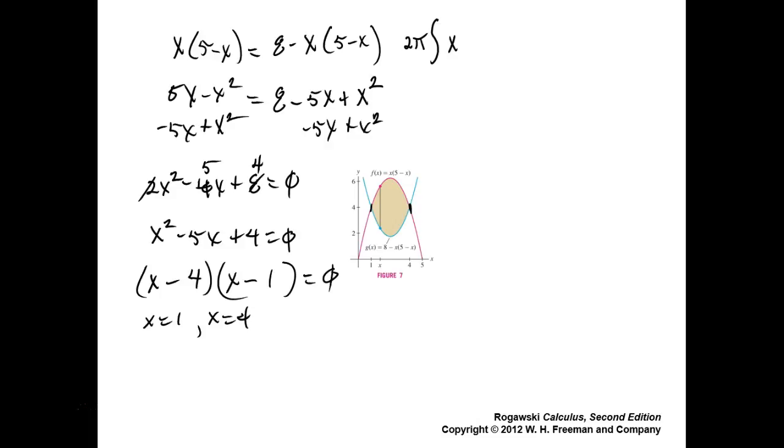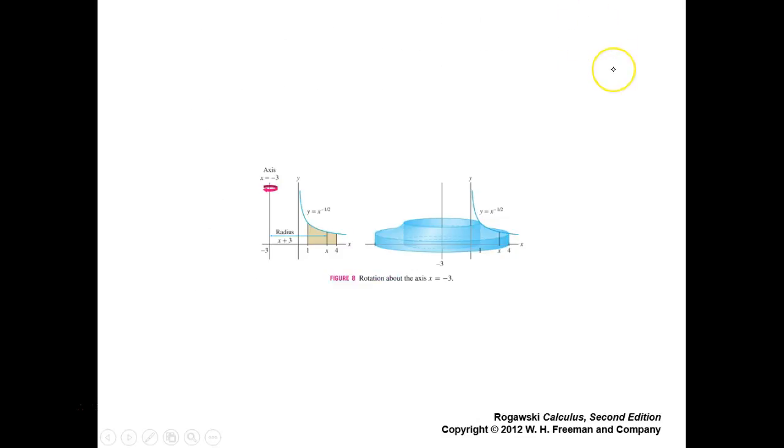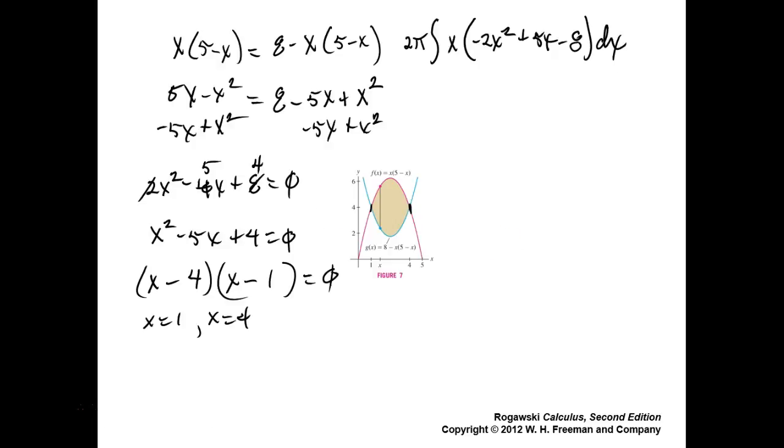So that is minus 2x squared plus 5x minus 8 dx. My pen is really slow. And what do we do first? Oh, and this limit is going from 1 to 4. So the integral from 1 to 4 is multiplied through by x. That would be minus 2x cubed plus 5x squared minus 8x dx.